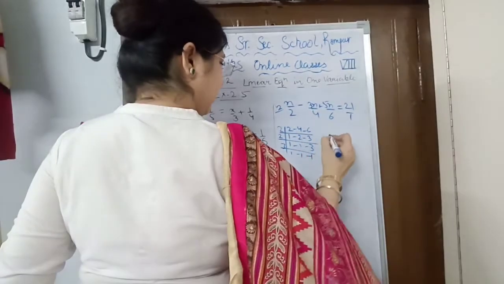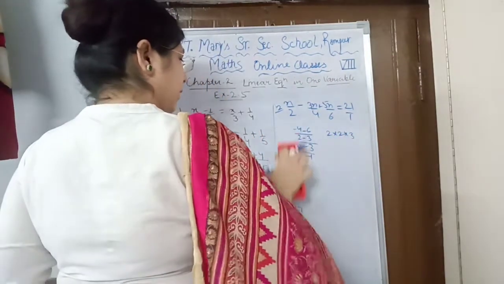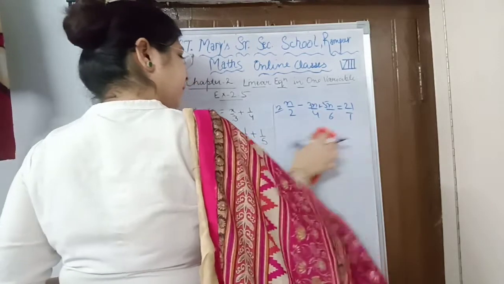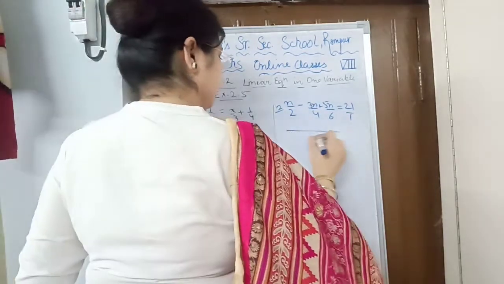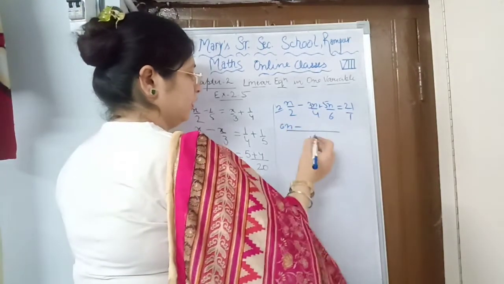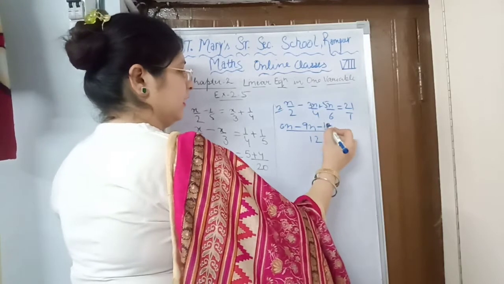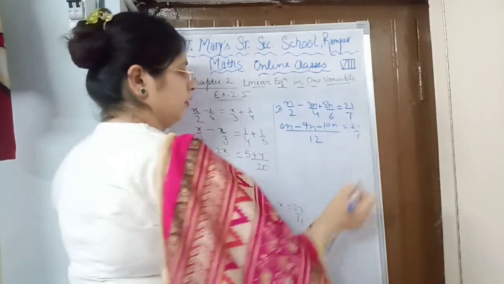So the LCM will be 2 into 2 into 3. 2 2s are 4, 4 3s are 12. LCM will be equal to 12. So just take the LCM. 2 6s are 12, so 6n. 4 3s are 12, so 9n. 3 3s are 9n. 6 2s are 12, so 5 2s are 10n is equal to 21 upon. Clear this step?